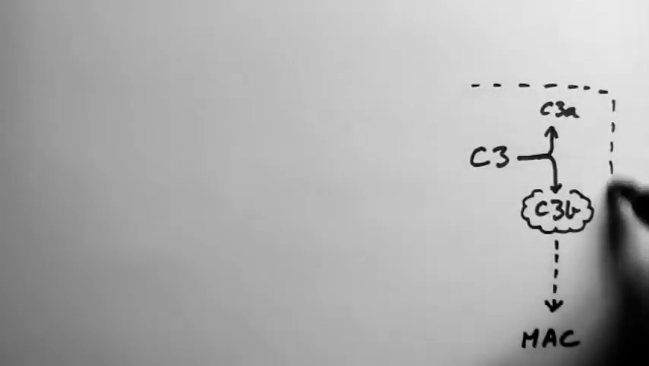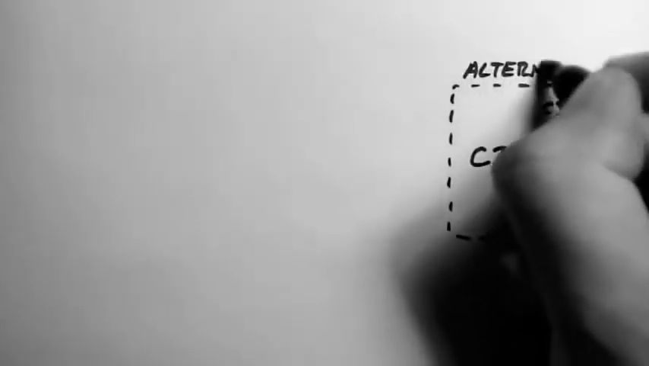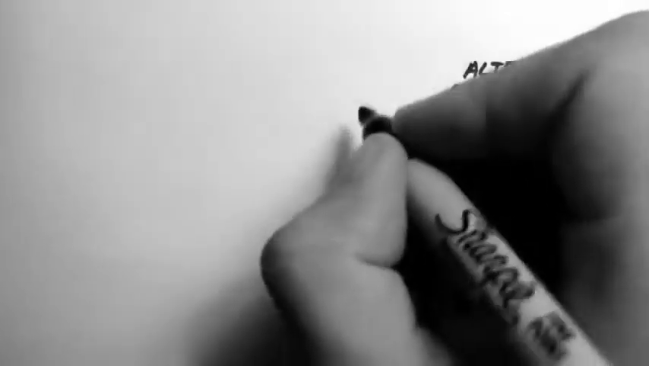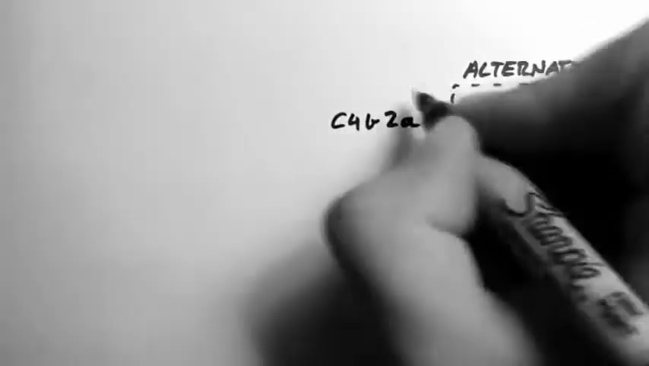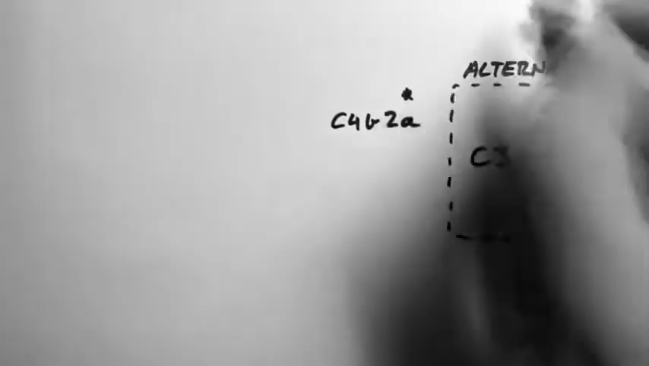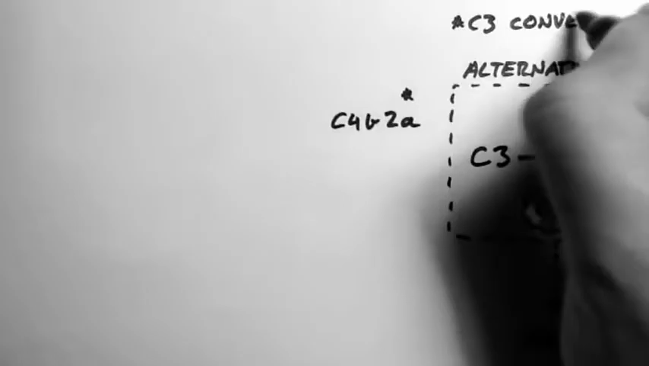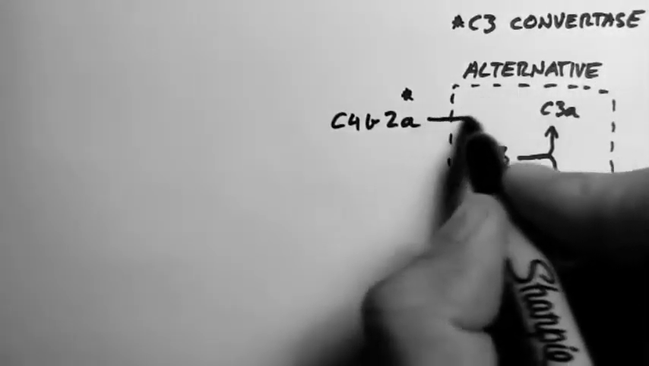Now, this whole section of the system is part of the alternative pathway, and it's common to all three pathways of the complement system. So let's talk about the classical and MBL pathways. They involve this molecule C4b2a, which is a C3 convertase. That means it catalyzes this reaction.